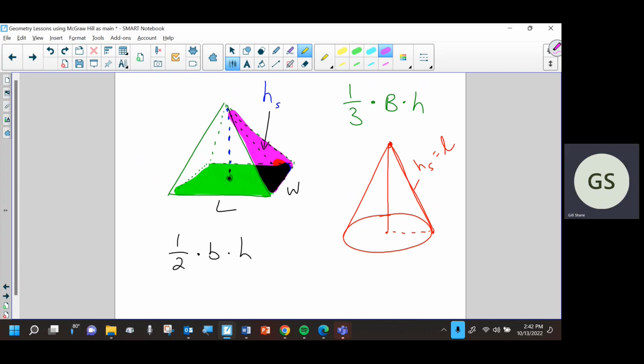Well, here's the tricky part. The area of the base is easy. That's just length times width because it's a square, really a rectangle, but most likely a square. If I'm going to do the area of this triangle that's kind of in purple and it overlapped in black, I'm going to get rid of that because I can't really see it there. So that triangle that I just had shaded.